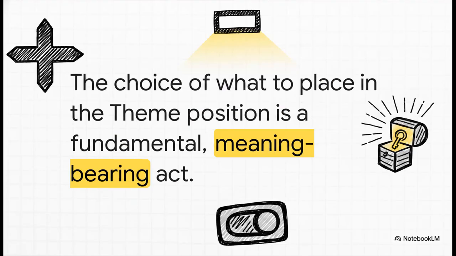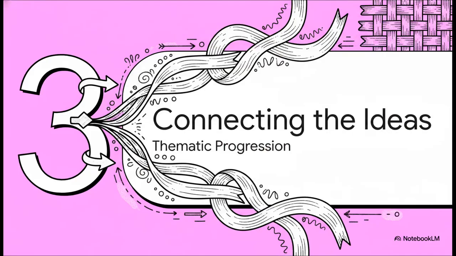So, the crucial point here is that this isn't just about shuffling words around for fun. That choice of what to put in the theme position, it's one of the most powerful tools a writer has to control perspective, focus, and emotion. All right, so now let's zoom out a bit. Let's see how this idea builds from just a single sentence into the very fabric of an entire text. Writers use these exact same principles to guide us from one idea to the next, creating that smooth, logical flow that's so satisfying to read.